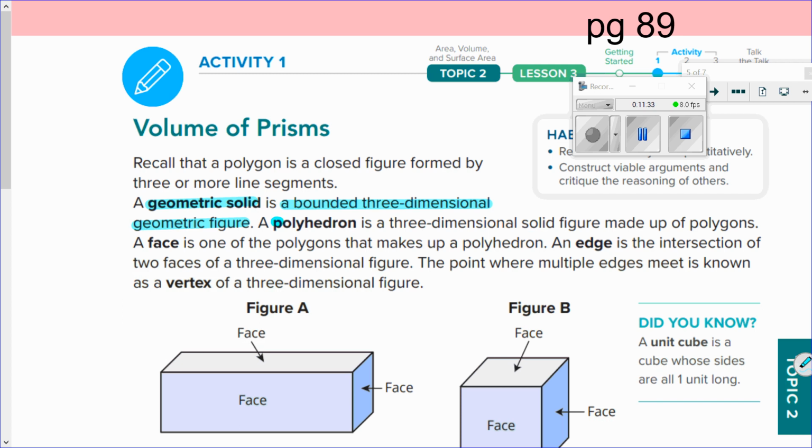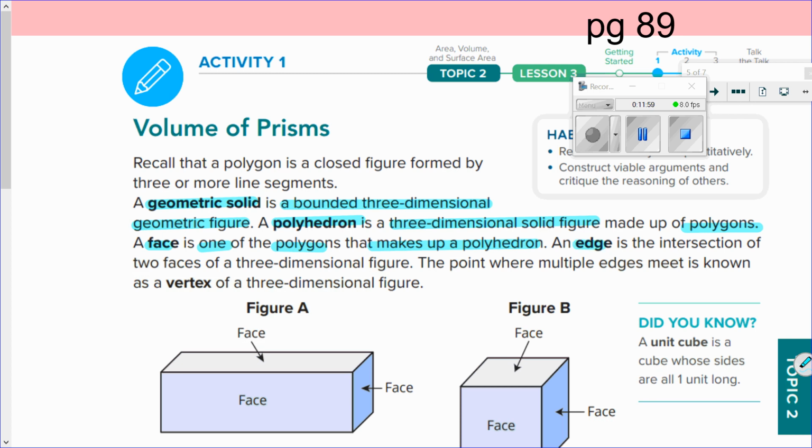A polyhedron is a 3-dimensional solid figure made up of polygons. In other words, those are the ones that we've been talking about: squares, rectangles, triangles, parallelograms. A face is one of the polygons that makes up a polyhedron. A polyhedron can be made up of multiple shapes. A face is one of those shapes, the base shapes, that you will see.